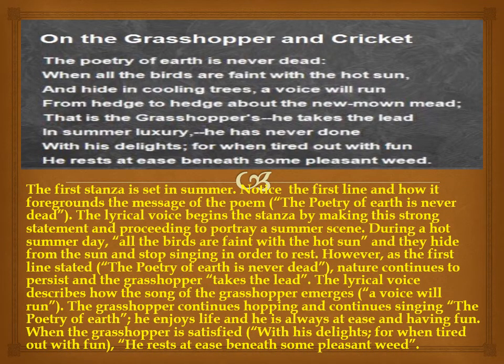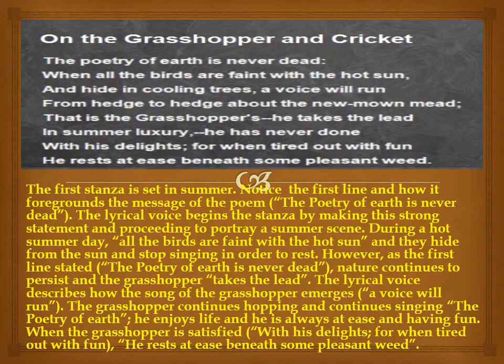Now this is the summary or some explanation of these first 8 lines. In the first stanza, it is set in the summer season. Notice the first line and how it foregrounds the message of the poem: the poetry of the earth is never dead. The lyrical voice begins the stanza by making this strong statement and proceeding to portray a scene on a hot summer day. Here in the quotation, all the birds are faint with the hot sun, and they hide from the sun and stop singing in order to rest.